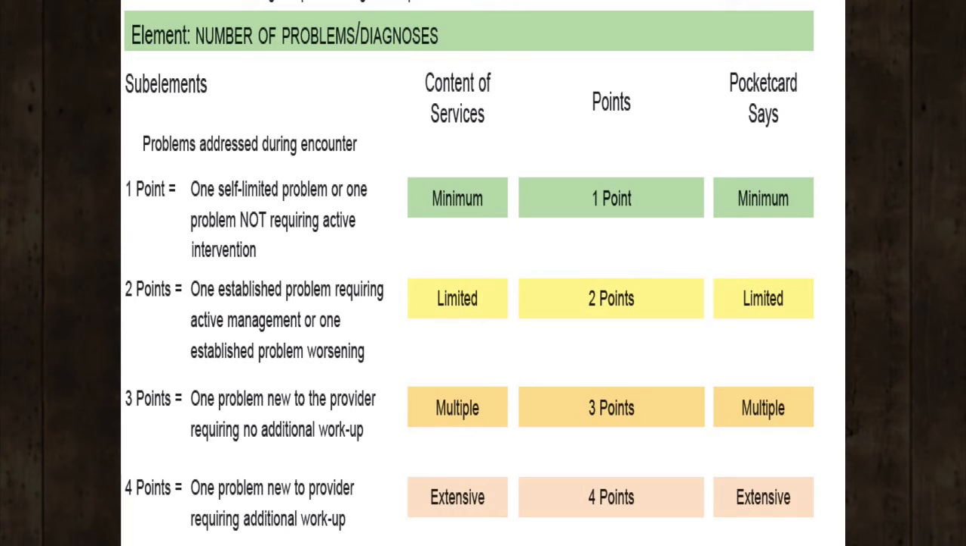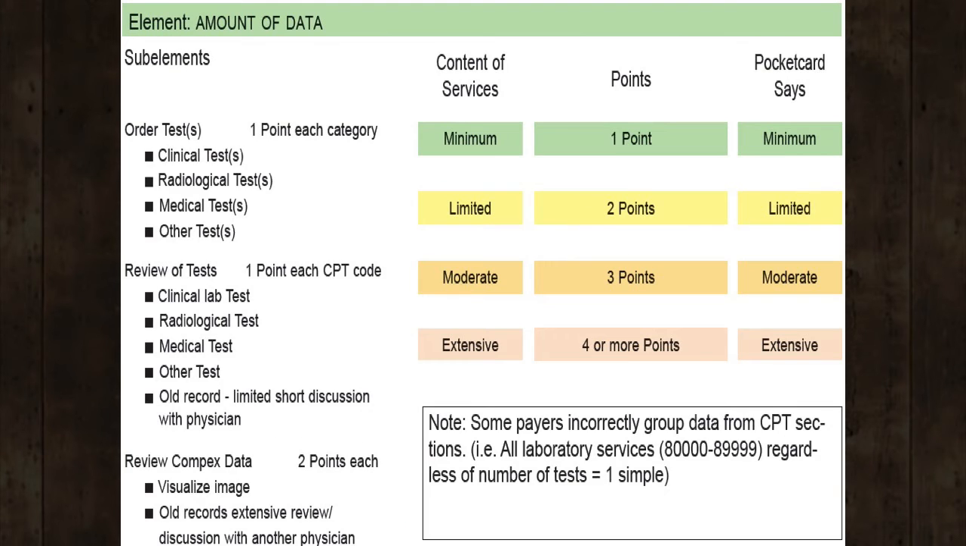And the reason we didn't put the points is because as the color goes up, the points go up. So it's 1, 2, 3, 4. So we felt leaving the words in would be more appropriate. It's easy to make that association. And the same thing with data.